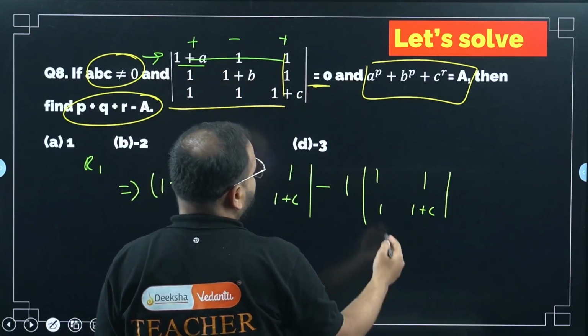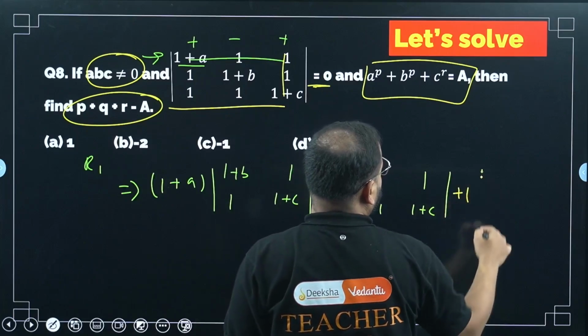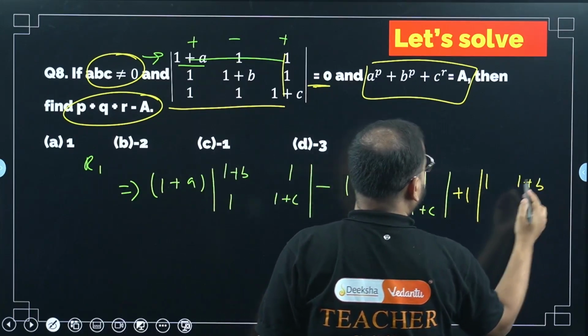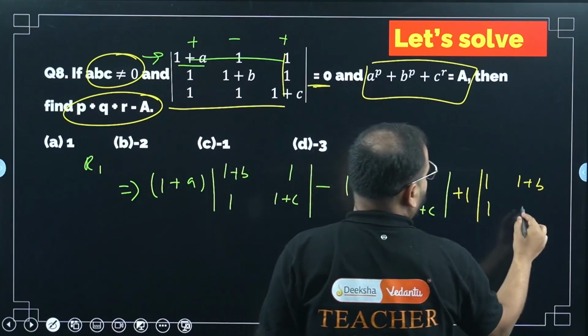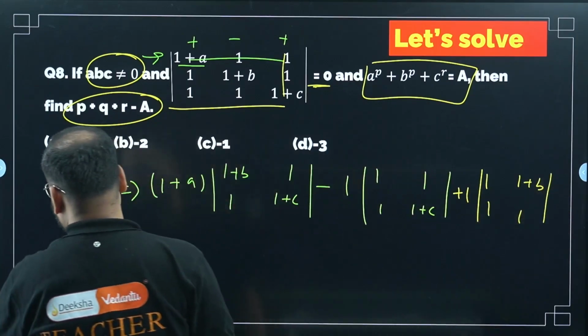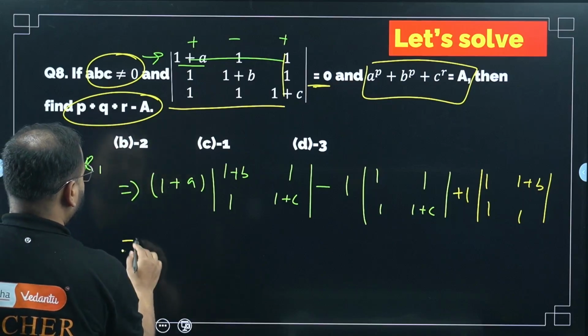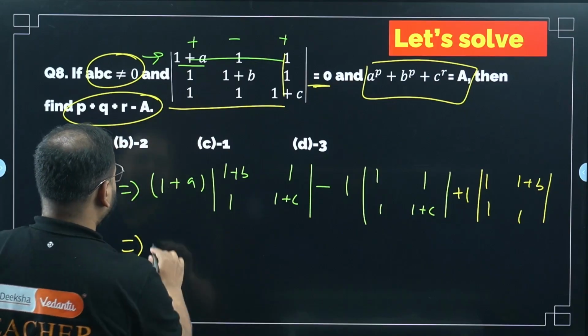So what is it again? Plus 1. Plus 1. What is it? 1, 1 plus B. 1, 1 plus B. And this is 1, 1, 1, 1. Okay, so I hope you understood this. Okay, let's simplify this for going forward. How will this look?